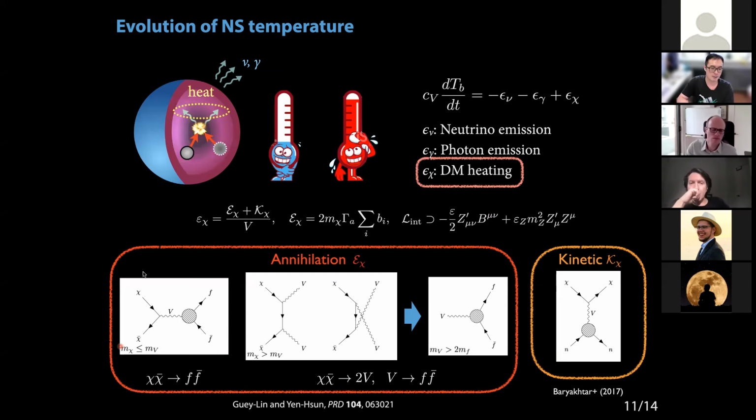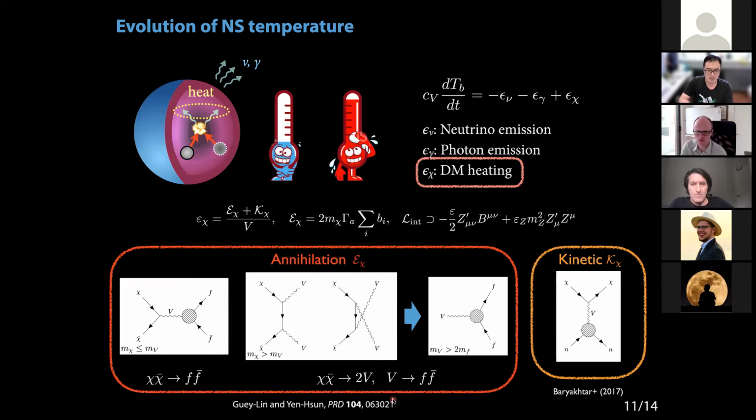The first case for the annihilation is that if this new gauge boson V is heavier than the dark matter mass, then it cannot be produced on-shell. So the dark matter annihilation will directly produce a pair of standard model fermions.